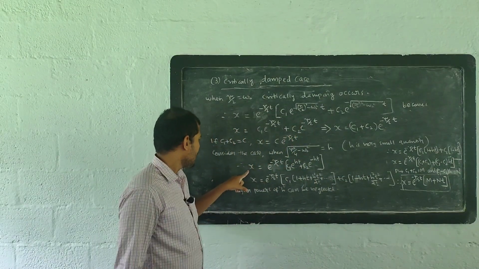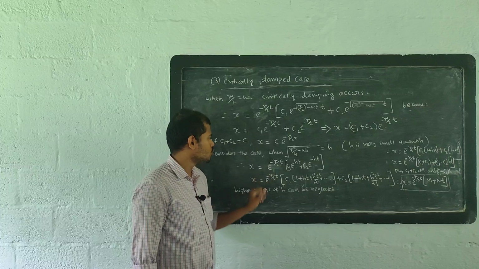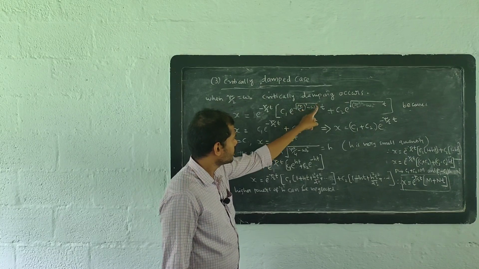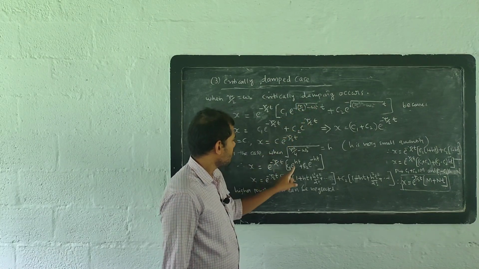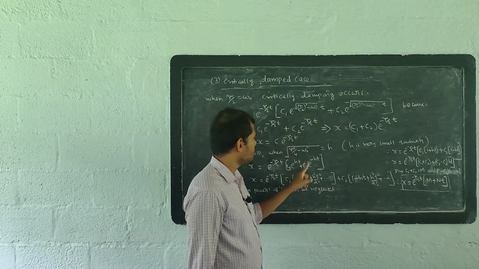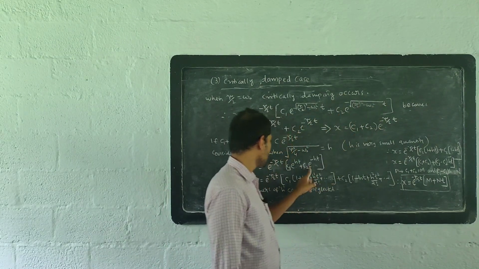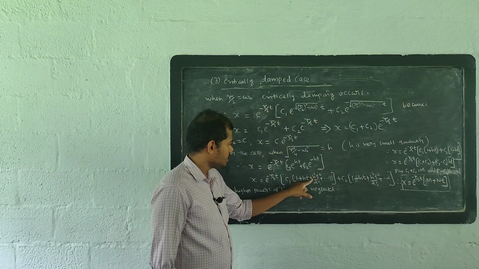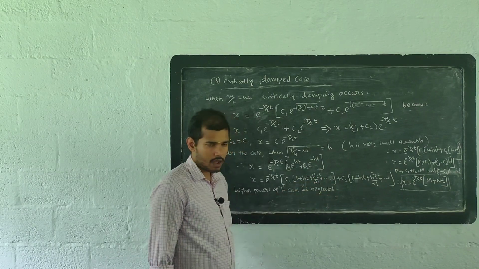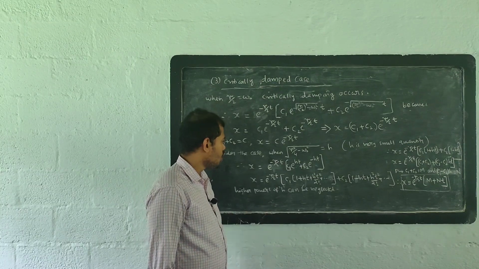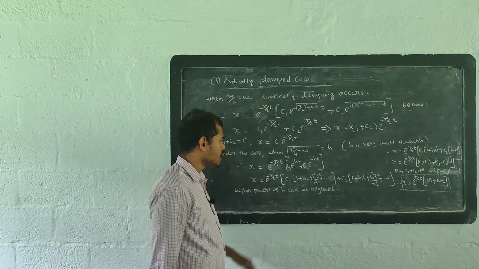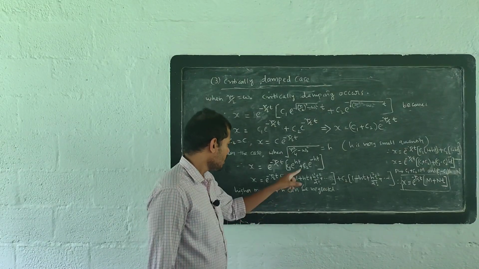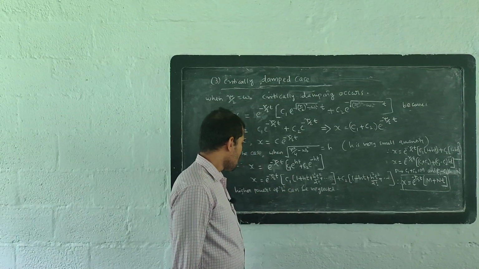Therefore our expression for displacement becomes x is equal to e raised to minus gamma by 2 t into c1 e raised to h t plus c2 e raised to minus h t. e raised to h t can be expanded as 1 plus h t plus h square t square by 2 factorial plus so on. We know the expansion of e raised to x: e raised to x can be expanded as 1 plus x plus x square by 2 factorial plus x cube by 3 factorial and so on. Here we use that mathematical expansion.